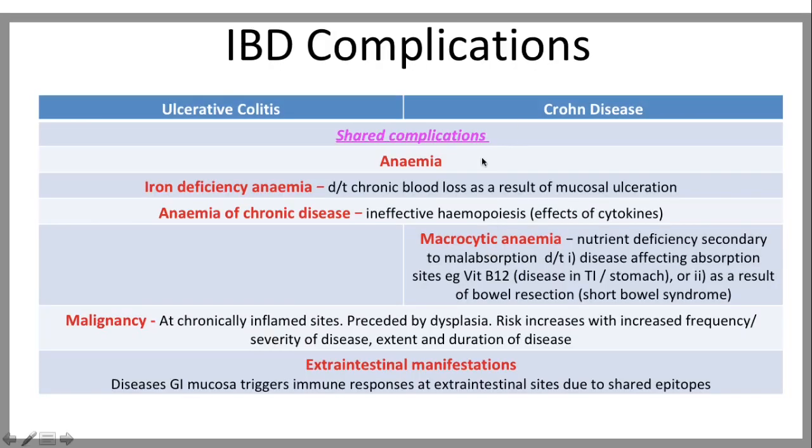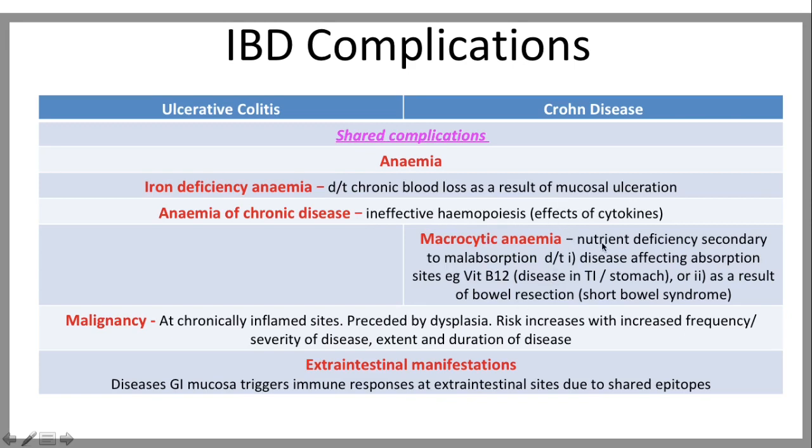So some of the shared complications are listed in this table. The first one is anemia. Anemia can be of either iron deficiency type or anemia of chronic disease or macrocytic anemia. In general, iron deficiency anemia and anemia of chronic disease can be seen in both ulcerative colitis and Crohn's disease, and iron deficiency anemia is due to chronic blood loss as a result of mucosal ulceration, whereas anemia of chronic disease can occur due to effects of cytokines, which lead to ineffective hemopoiesis.